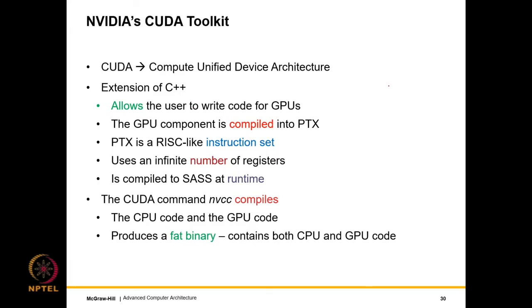The GPU component of the fat binary, which we discussed in a previous lecture, just to recap, a fat binary has both CPU code as well as GPU code. The GPU component is compiled into a virtual instruction set called PTX. PTX is basically a RISC-like instruction set, and it just assumes that there are an infinite number of registers.